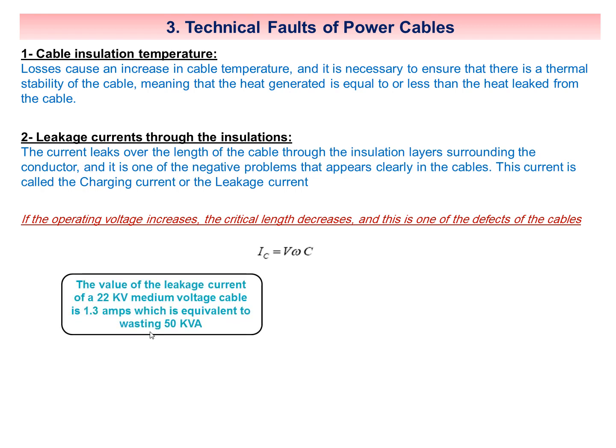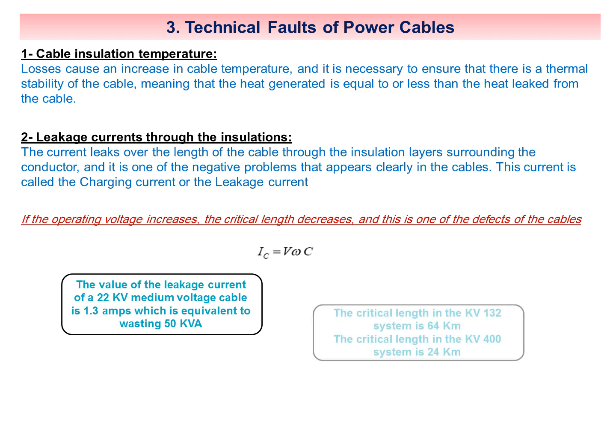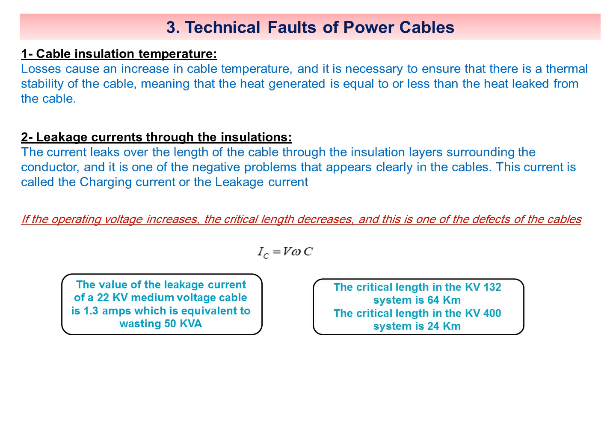For example, the value of the leakage current in a 22 kilovolt medium voltage cable is 1.3 ampere, which is equivalent to wasting 50 kilovolt ampere of power. On the other hand, the critical length in the 132 kilovolt system is 64 kilometer, and the critical length in the 400 kilovolt system is 24 kilometer.